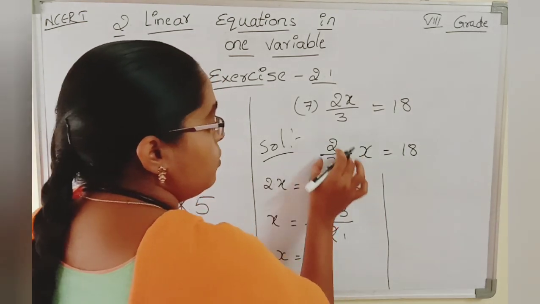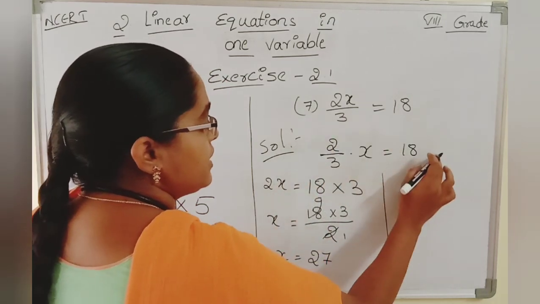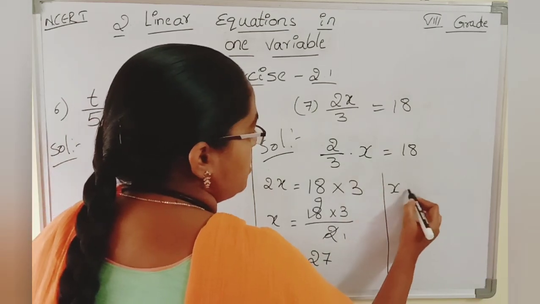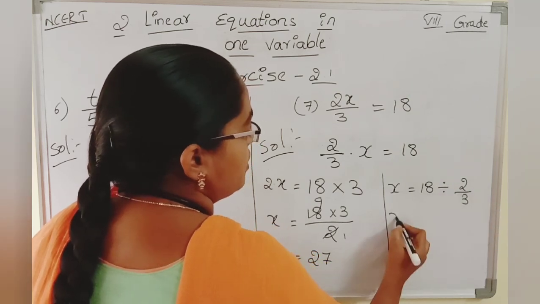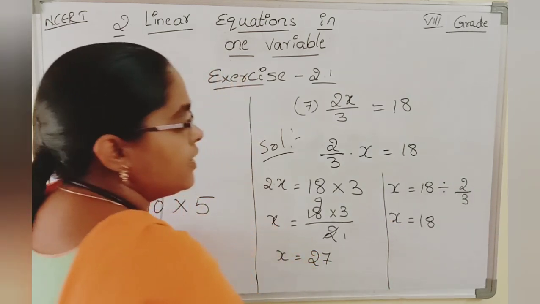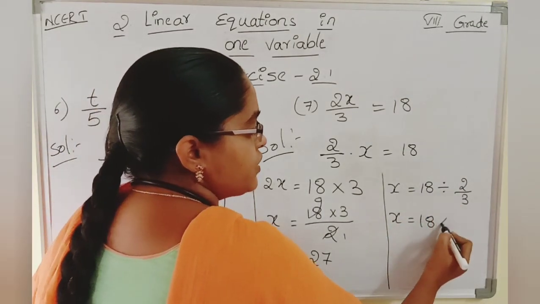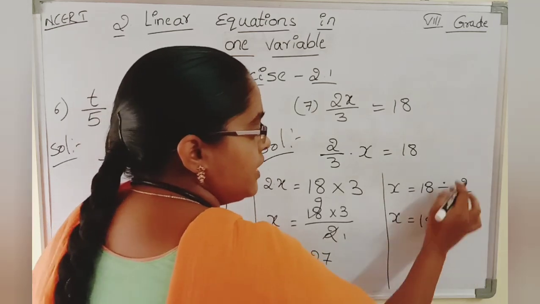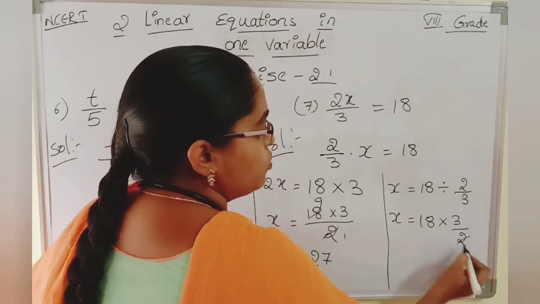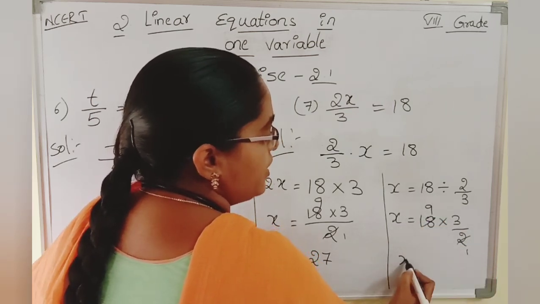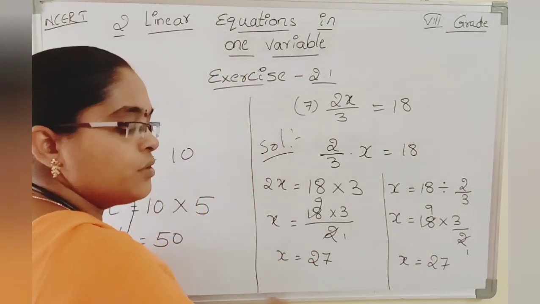Otherwise, see here 2 by 3 is in multiplication. When we are sending this 2 by 3 to the opposite side, it becomes division. So x is equal to 18 divided by 2 by 3. See, in rational numbers we learned how to do division with a rational number. Instead of doing division, we will do multiplication with its reciprocal. 2 by 3's reciprocal is 3 by 2. So 2 ones are 2, 2 nines are 18. So finally x is equal to 9 threes are 27. In these two ways, whichever is easy for you, you can follow that method.